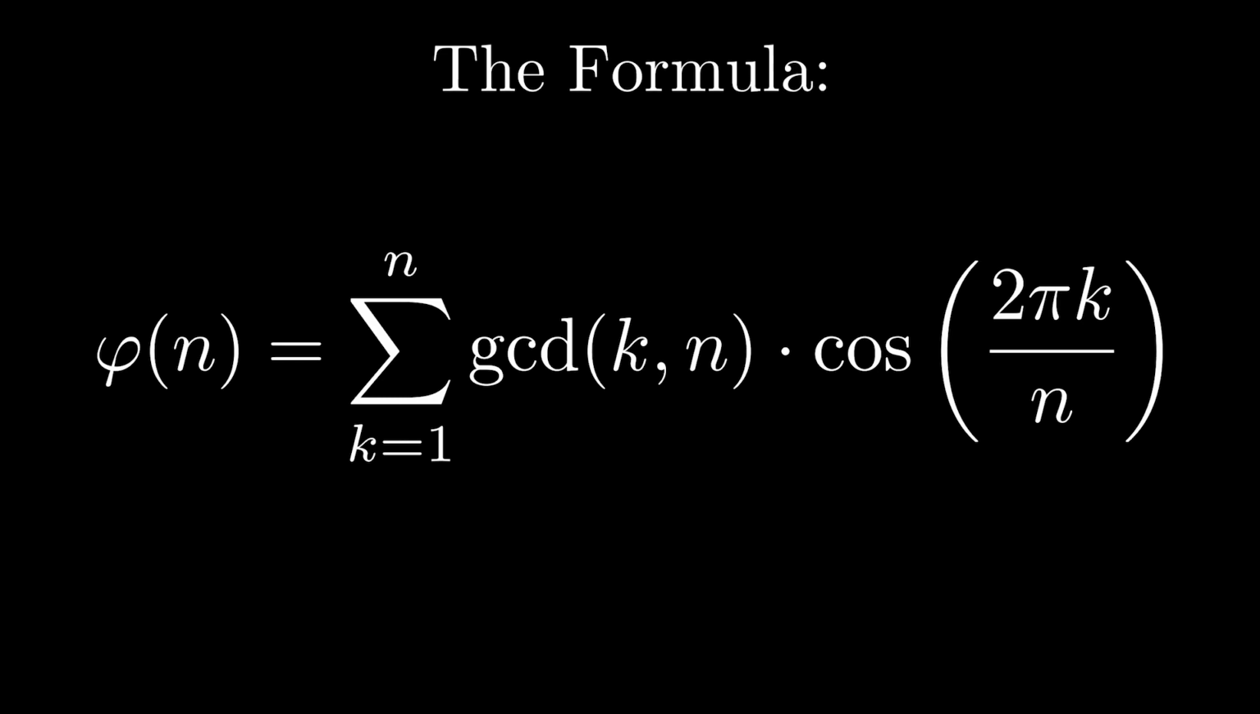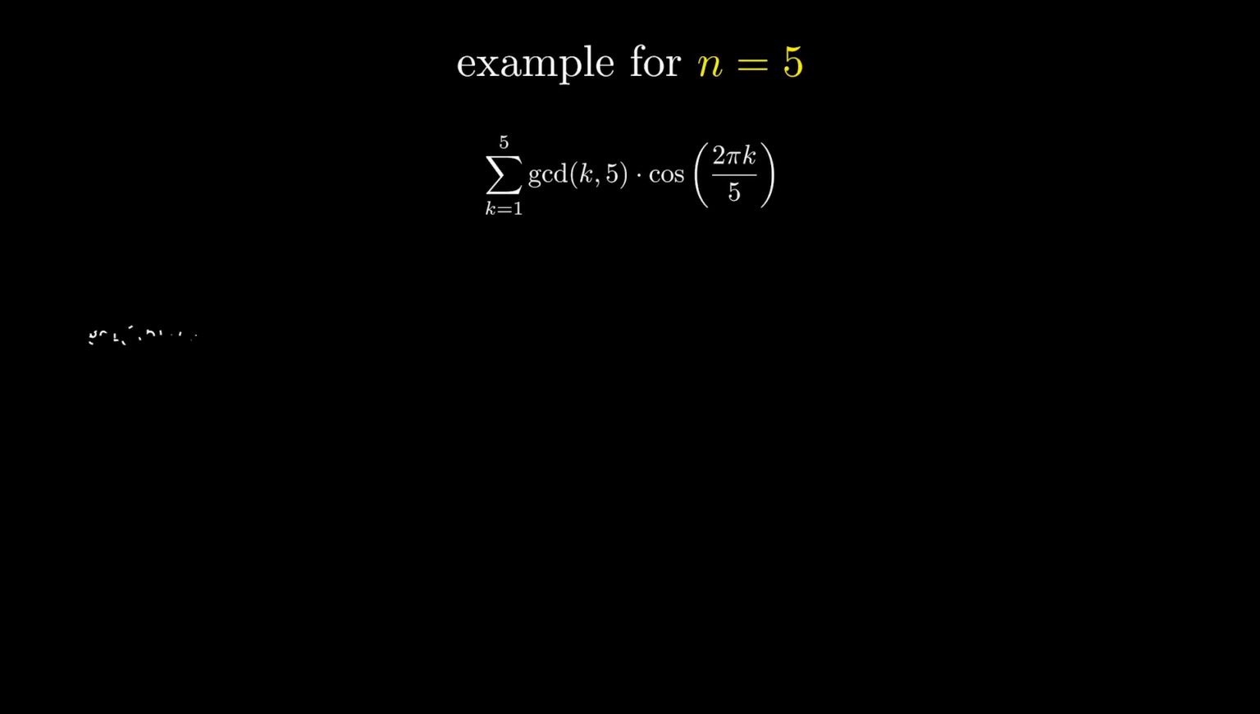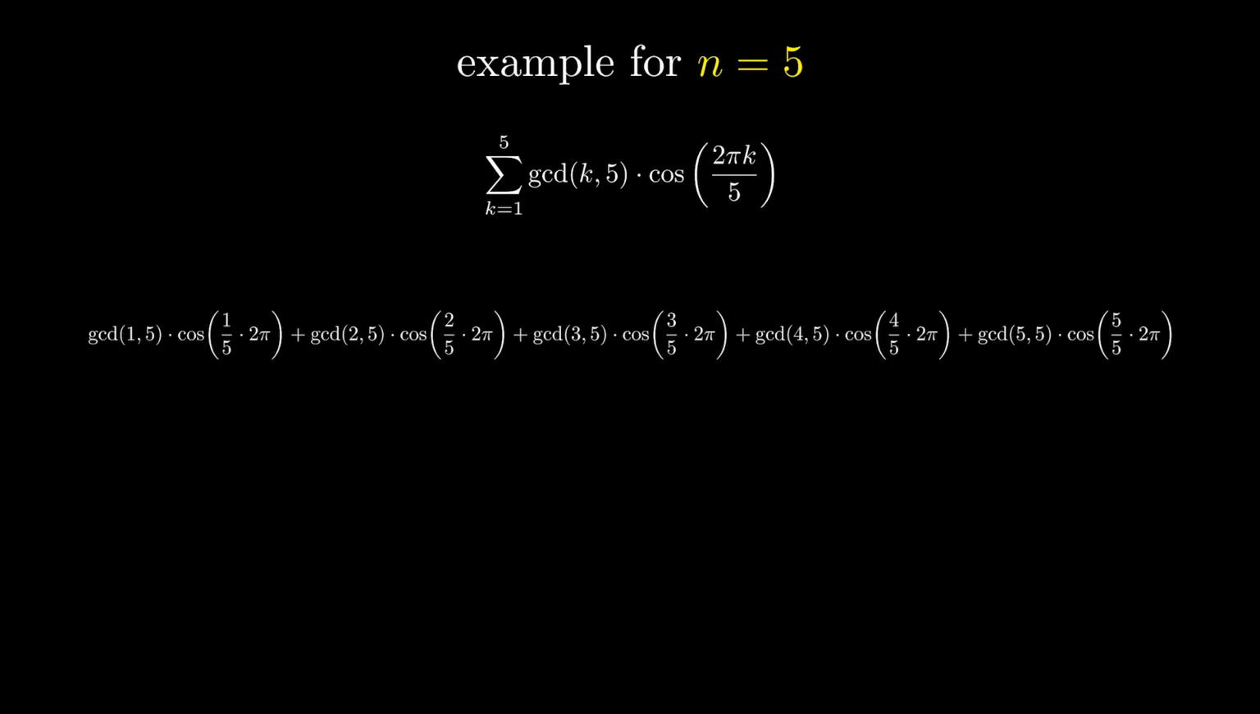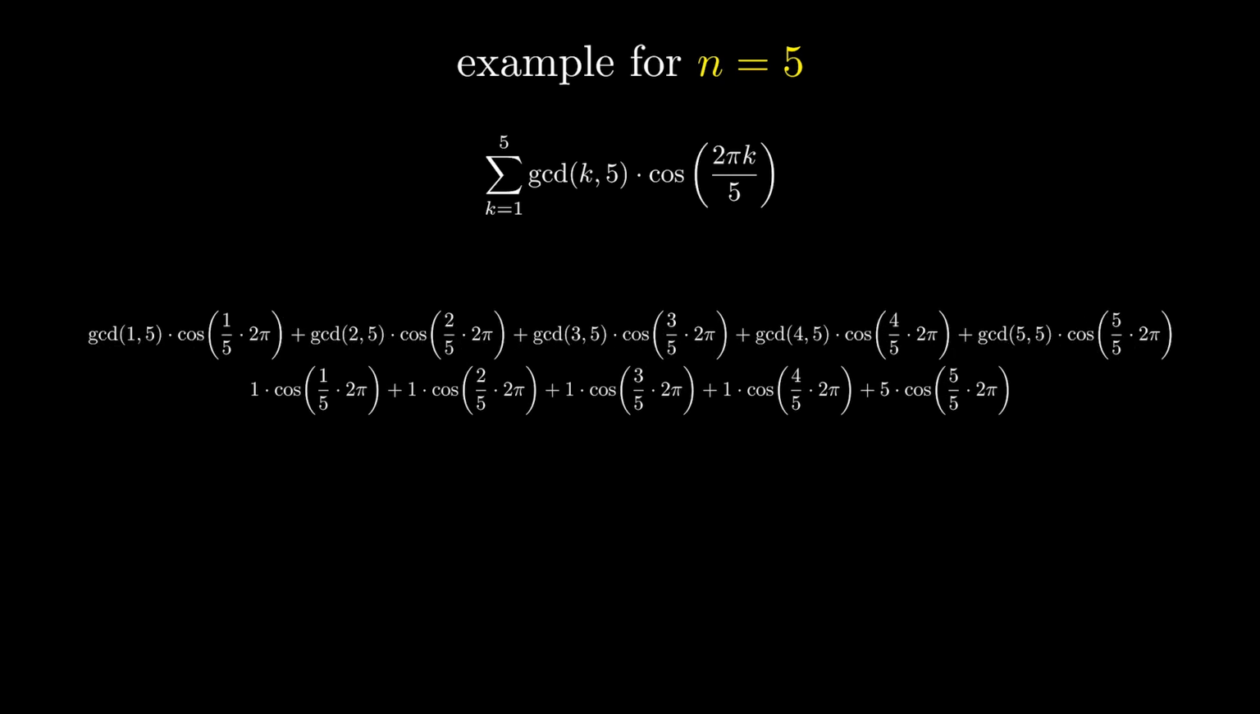What is that cosine doing there? How can that be related to Euler's totient function? Let's see the formula working with an example. N equals 5. Why is that even going to be an integer number? If we calculate each term, we have a sum of some probably irrational numbers.